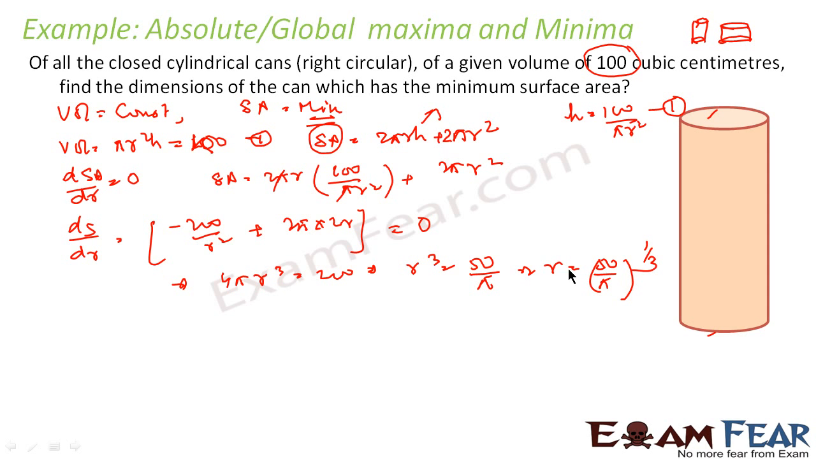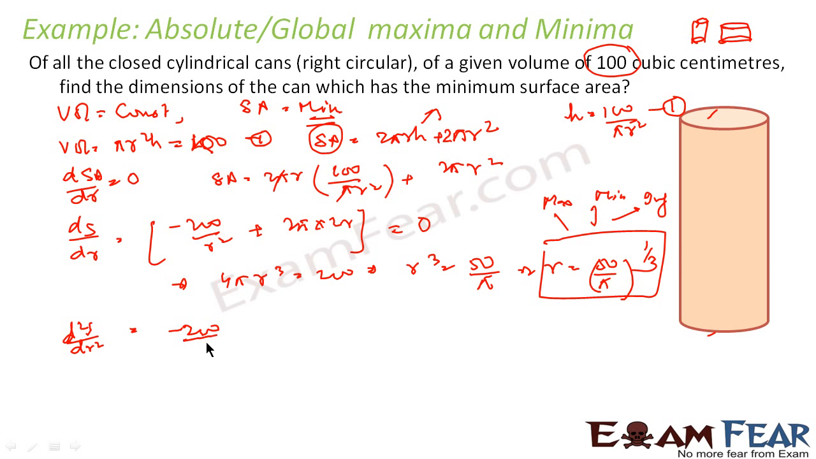So I got one value of r, but I don't know whether in this case it is maximum, minimum, or inflection. For that, let me find d square S by dr square. If this is my dS by dr, correct? So this will become 200 by r square, into r to the power minus 2, so minus 2 multiplication, and this becomes minus 3. Plus 4 pi r becomes 4 pi. This is nothing but plus 400 by r cube plus 4 pi.